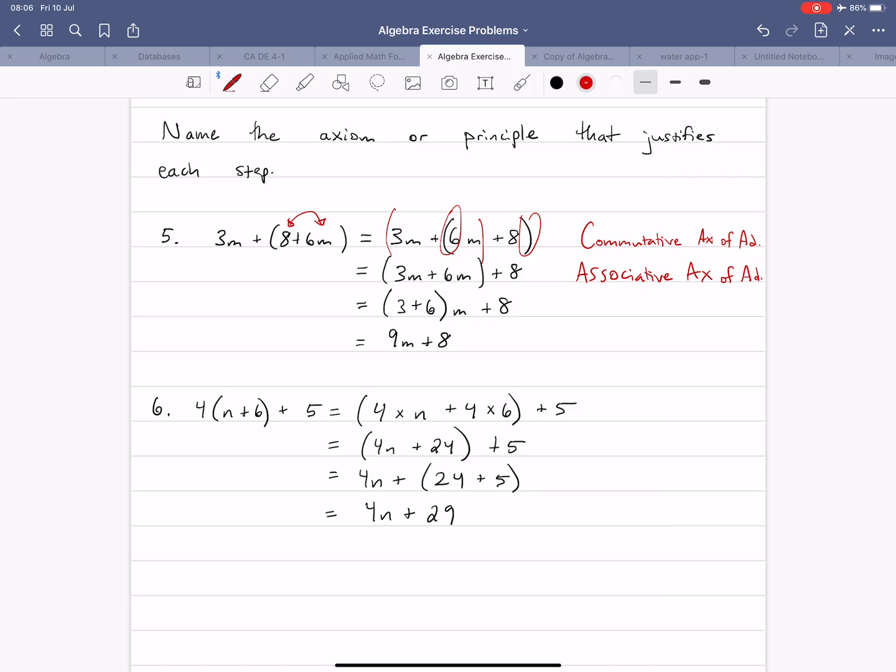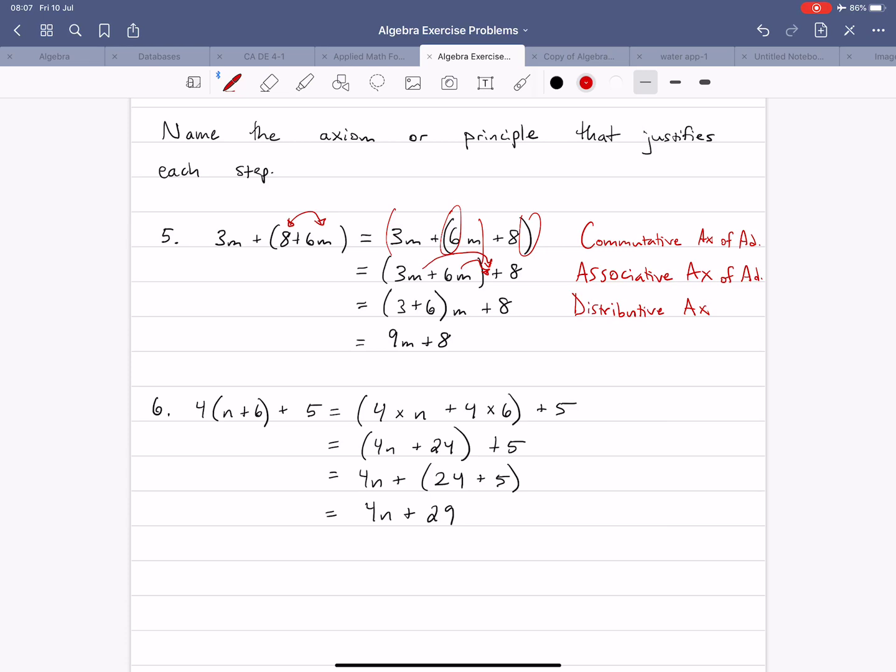Now to get to the next line, where we have quantity 3 plus 6 times m plus 8, we've factored out this m, right? Both the 3 and the 6 were multiplied by m, and now we've just moved it to be outside of the parentheses. When we do that, we're applying the distributive axiom.